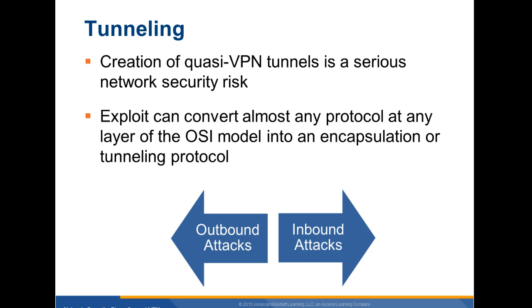Tunneling is the creation of a quasi-VPN tunnel, and that's a serious network security risk. There are two types of tunnel attacks, inbound and outbound. Inbound attacks require a malicious server installed inside the perimeter of a firewall that permits inbound communication. Outbound attacks require an external server with an internal client that initiates contact in a firewall that permits outbound communication. This exploit can convert almost any protocol at any layer of the OSI model into an encapsulation or tunneling protocol.